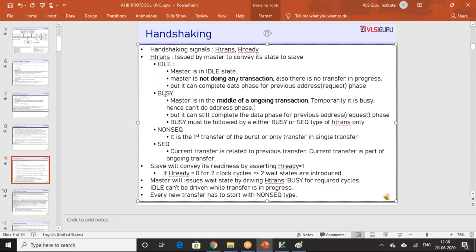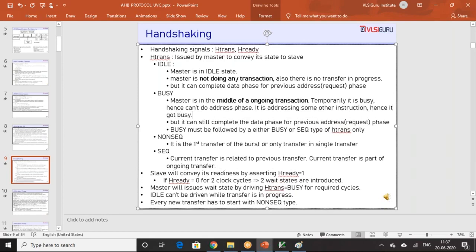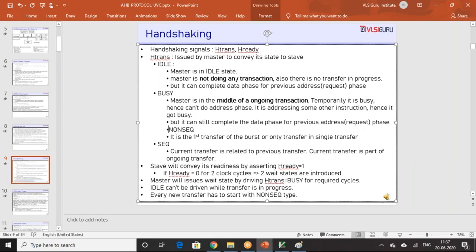I mean, why would it be busy? It is addressing some other request, some other instruction, hence it got busy. But it can still complete the data phase of the previous address phase. Whatever data transfer is from the previous transfer, it can complete it. Busy must be followed by either busy or sequential or H transfer. I will talk about this later.